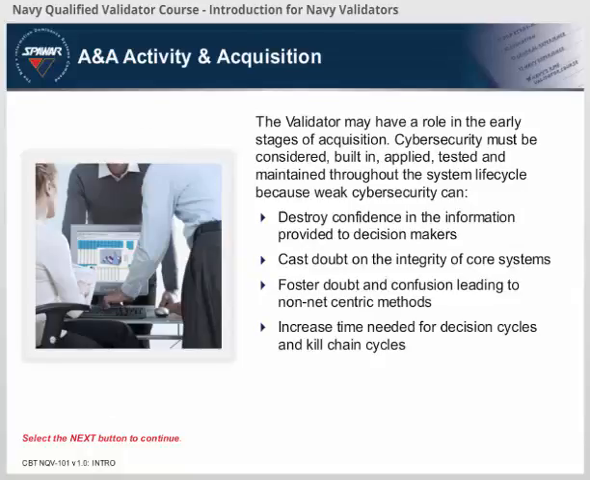The validator may have a role in the early stages of acquisition. At a minimum, the information system owner, or program manager, must build cybersecurity requirements early during the acquisition lifecycle to be successful in A&A. Cybersecurity must be considered, built in, applied, tested, and maintained throughout the system lifecycle. Failure to plan for cybersecurity can destroy confidence in the information provided to decision-makers, cast doubt on the integrity of core systems, and increase time needed for a system authorization decision.